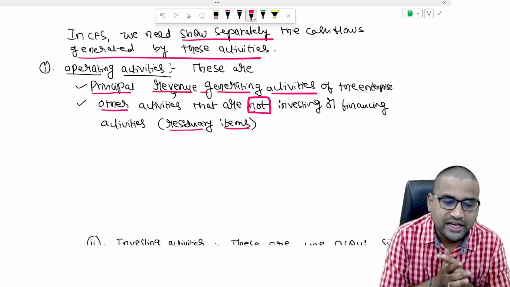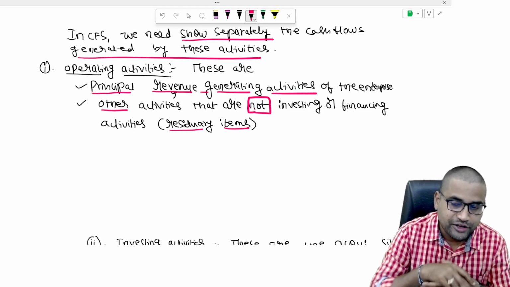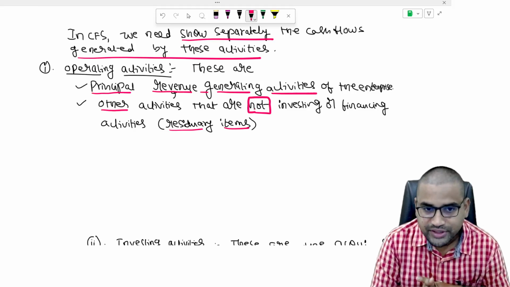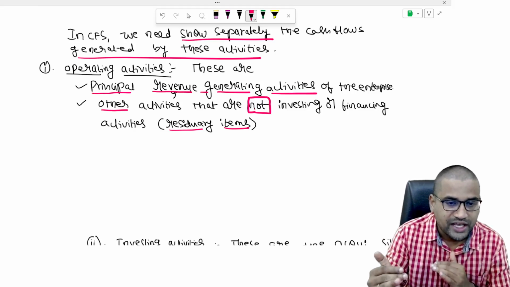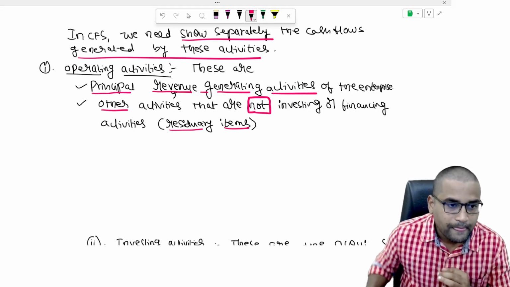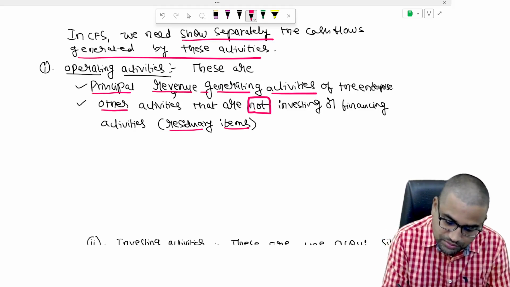First category is operating activities. Operating activities are principal revenue generating activities of the enterprise, and any other activity that is neither investing nor financing activity, then take it under operating activity. Okay. Sir, can you give me some examples of these operating activities? Of course, principal revenue generating.